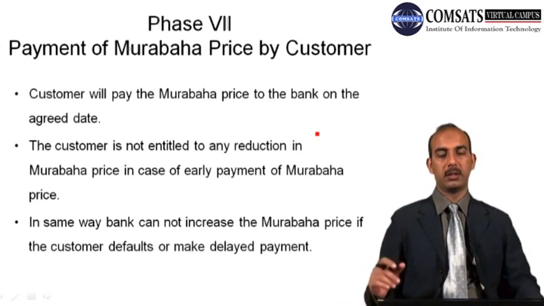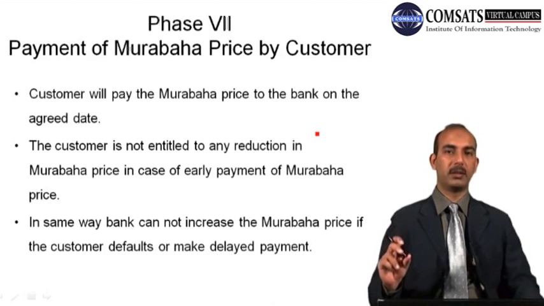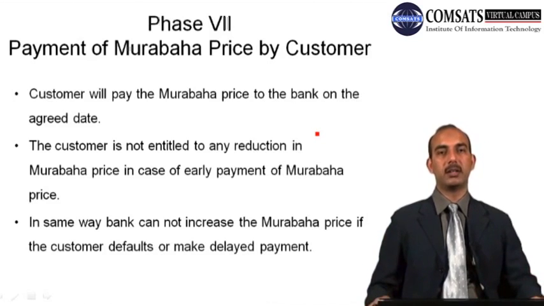And the final phase, that is phase 7. At this stage, the customer will pay the Murabaha price to the bank on the agreed date, and the customer is not entitled to any reduction in the Murabaha price in case of early payment. In the same way, the bank cannot increase the Murabaha price if the customer defaults or makes delayed payments. So what has been agreed is final, and any reduction in the repayment is not possible, because both have agreed on the terms and conditions at the time of the Murabaha transaction.